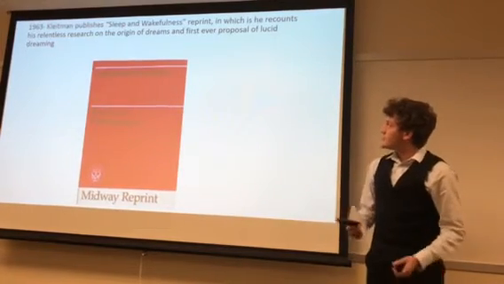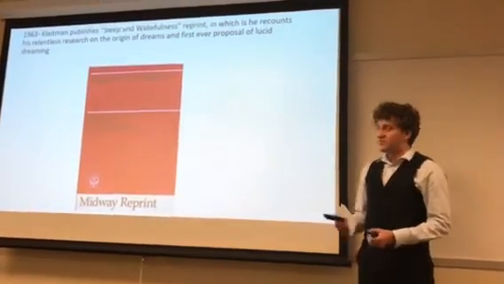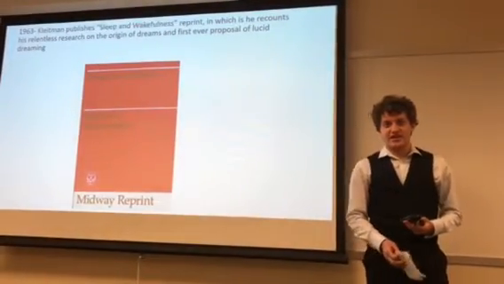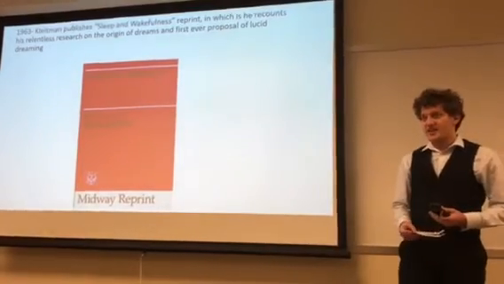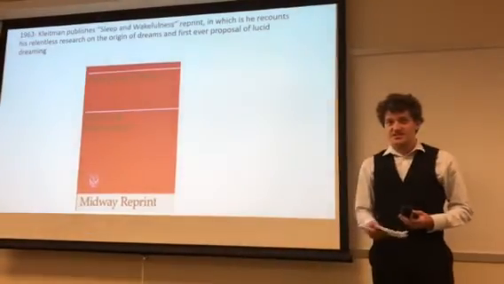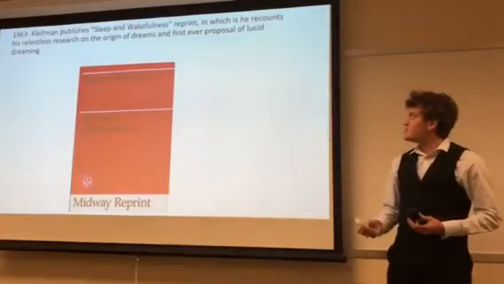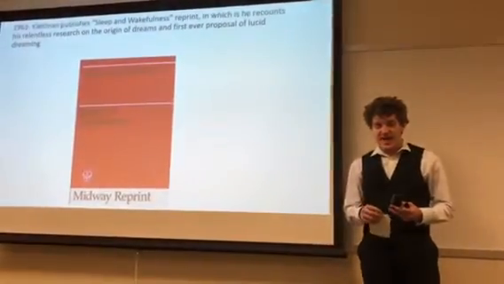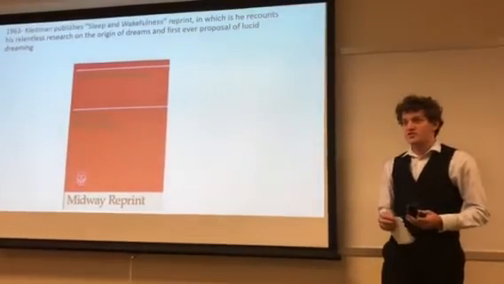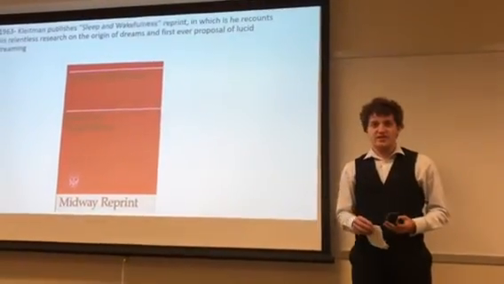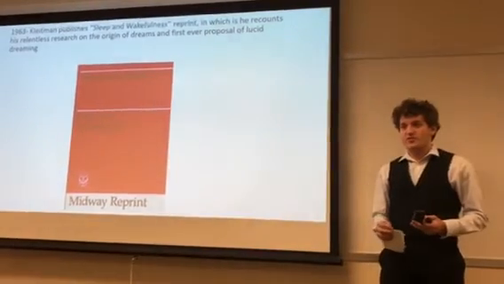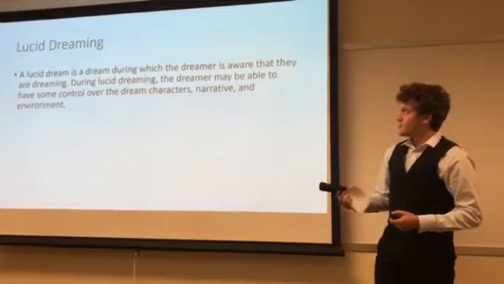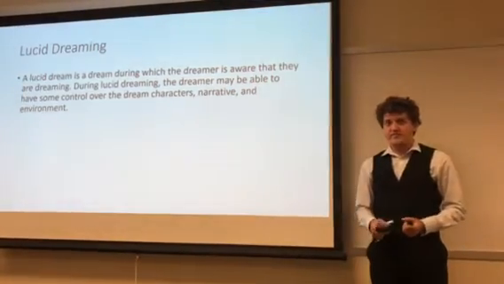In 1963, his PhD advisor Nathaniel Kleitman published Sleep and Wakefulness. It's a reprint of a book he had started a few decades prior. He basically added Aserinsky's discovery of REM sleep, documented his relentless research on the origin of dreams, but the most important thing he added was the first ever proposal of an idea where a person could be dreaming and yet be aware that they were dreaming, which is today known as a lucid dream.